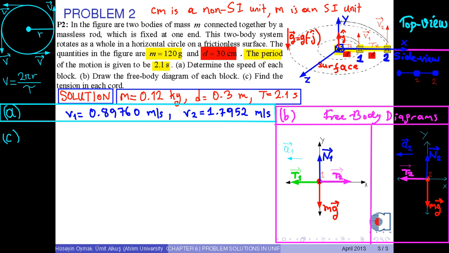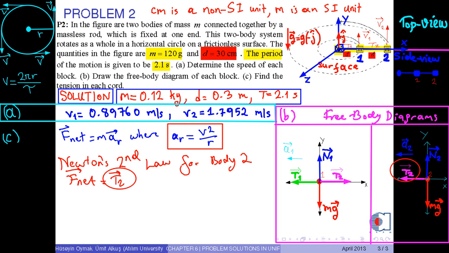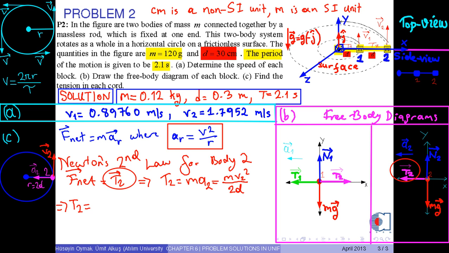In order to find the tensions in each cord, we have to consult Newton's second law, which is written as F net equals m times a_r, since this is a uniform circular motion and a_r is the radial acceleration. For both bodies, the net force is the centripetal force, which directs toward the center. The net force on body 2 is only T2. Therefore, by Newton's second law, we write T2 equals m times a2, where a2 is the radial acceleration of the motion of body 2. Then we have m times v2 squared over 2d.